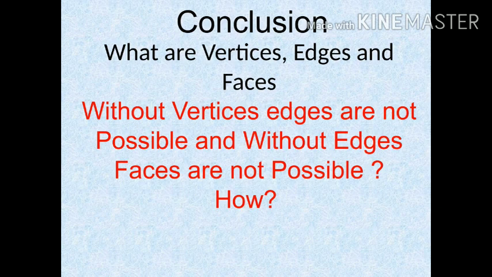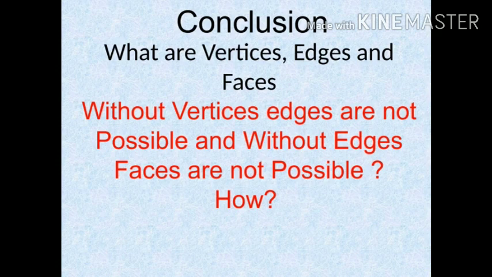In the above slides, I mentioned the definition of vertices, edges, faces. What do you mean by vertices? Vertices are equal to corners. Corners of the shapes are called vertices. What do you mean by edges? The line segments that form the skeleton of the shape are called edges. What do you mean by faces? A flat surface that is enclosed by the edges is called a face.